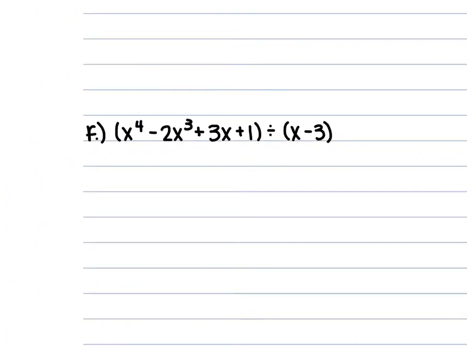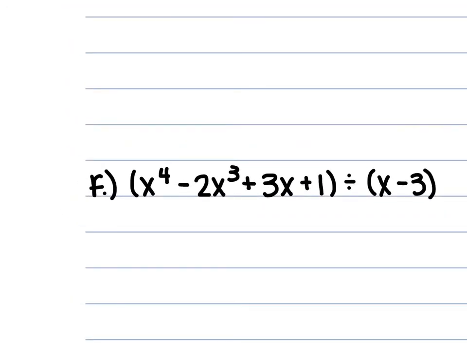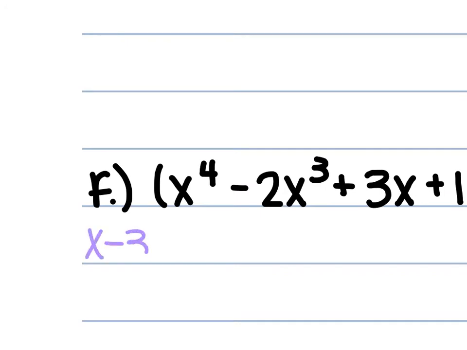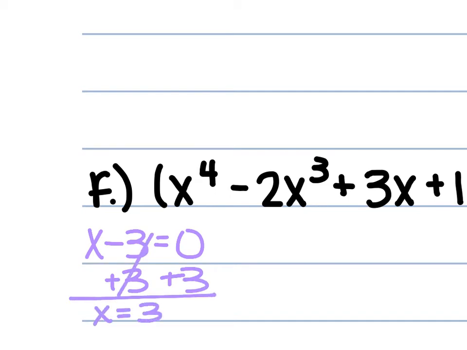For example F, we have x to the fourth power minus 2x cubed plus 3x plus 1 divided by x minus 3. So if we solve for x, we set the x minus 3 equal to 0, move the 3 over. We get x is equal to 3. That's what's going on the outside of our box.